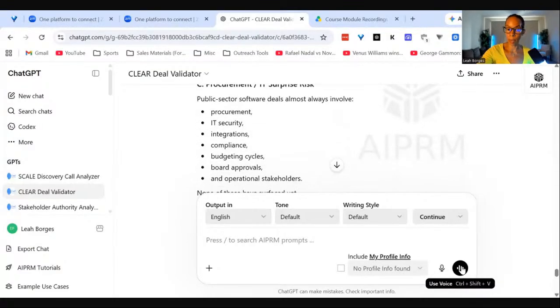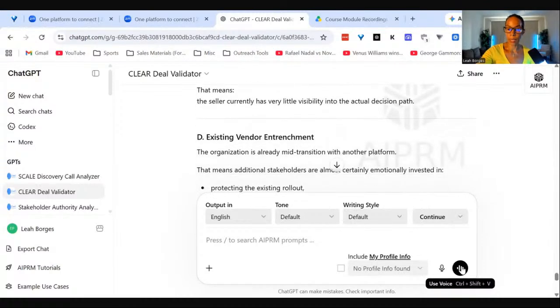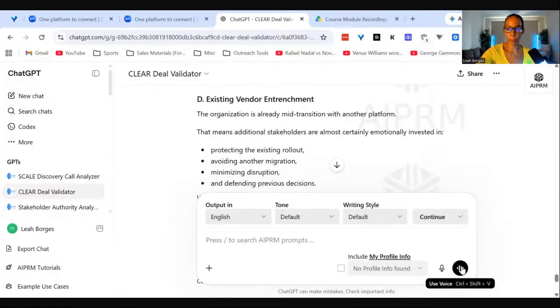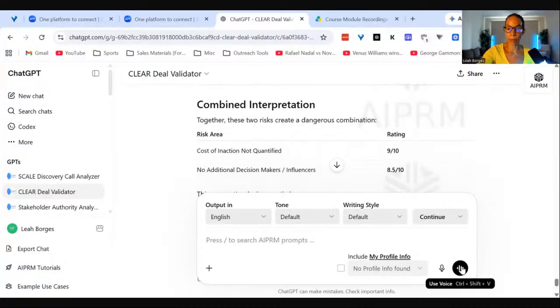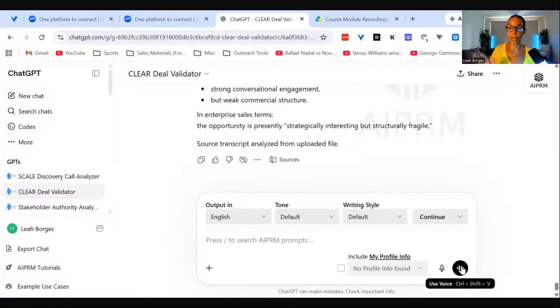And it gives you another one, procurement and IT. None of these has surfaced yet. The seller has little visibility into the decision path. Existing vendor entrenchment is a big one, especially when the buyer says they want to move, and we don't really pay attention to that. We don't understand what that means. Okay, and this is the combined view, it'll give you a table, right? So again, this is very, very detailed and very, very important.